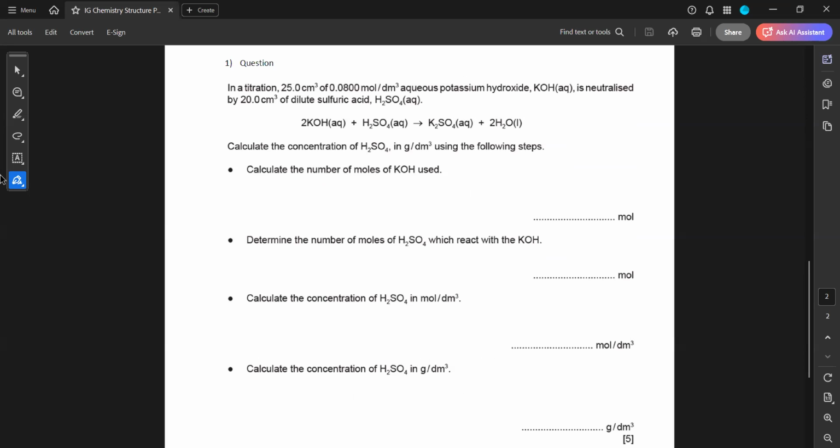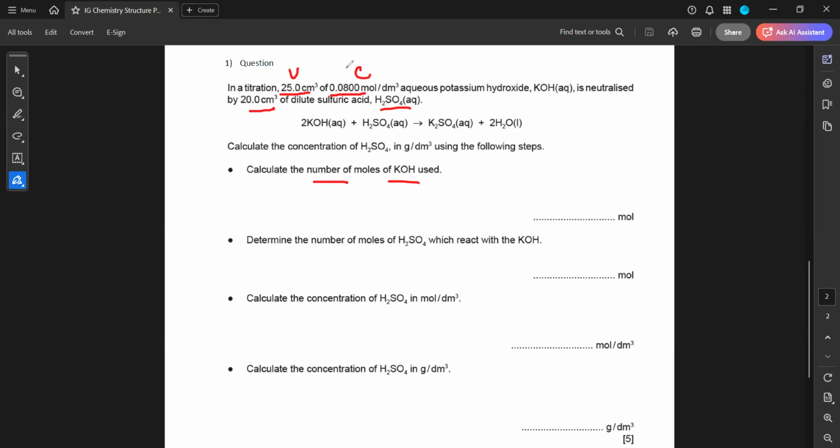the first one: in a titration, 25 cm cube of 0.08 mole per dm cube of potassium hydroxide, so this is the concentration and this is the volume, is neutralized by 20 cm cube of dilute sulfuric acid. Calculate the concentration of the sulfuric acid in grams per decimeter cube. First, we need the number of moles of KOH.